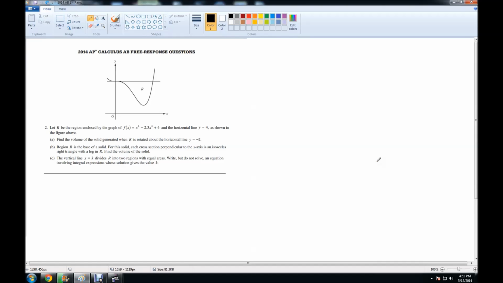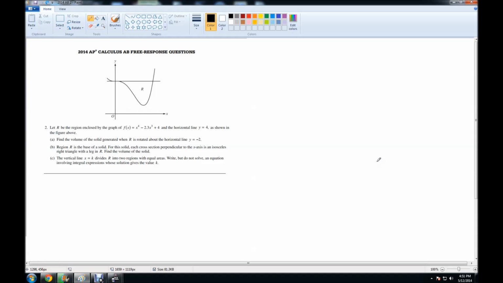So for question number 2 on the 2014 AP Calculus AB free response, we have our first calculator question. Well, not the first one, but of my videos. So anyway, we have a region R that's enclosed by the graph of f of x equals x to the power of 4 minus 2.3 x cubed plus 4, and the horizontal line y equals 4, which is basically what they told us. So let's go ahead and read part A.